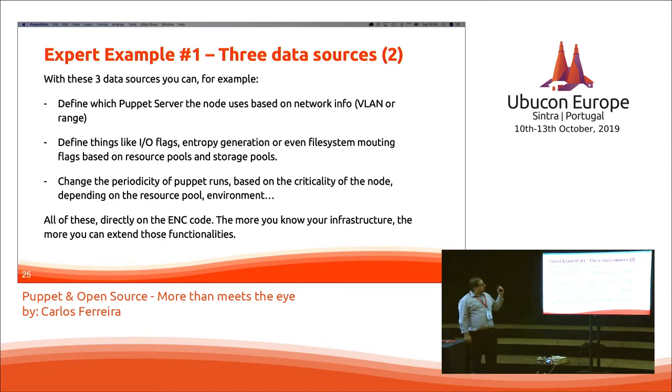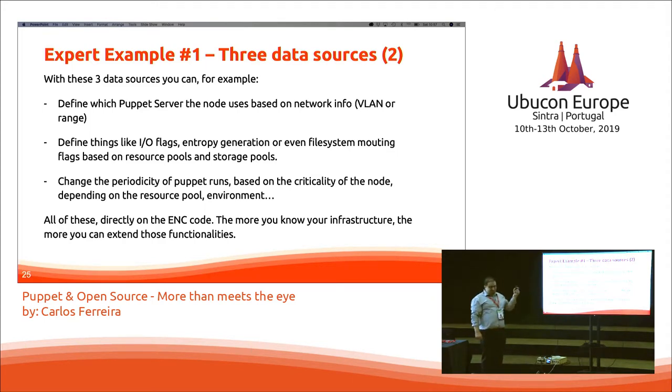So, with these three data sources, you can, for example, define which Puppet server the node uses based on network info. Let's imagine you have more than one data center, and there's a little bit of latency between them. So what do you do? You put a Puppet server in each one of them, and you have one central way of generating catalogs. And every time it runs, based on the info that came from the network part, you know which VLAN it is, or which data center it is because of the spawning IP trees. And you can say, hey, okay, I acknowledge you, here's your catalog, but you're going to request it from your nearest Puppet server, which is that one.